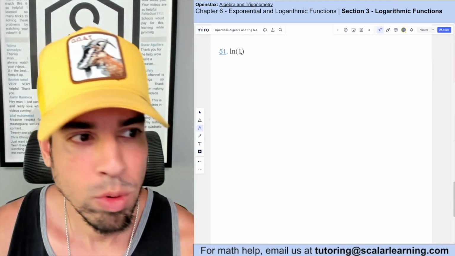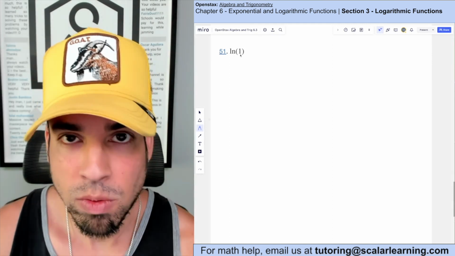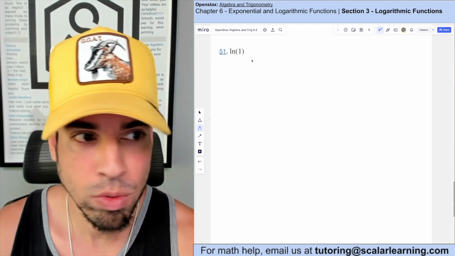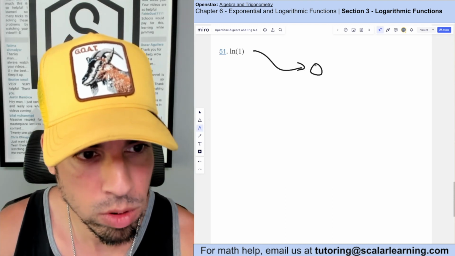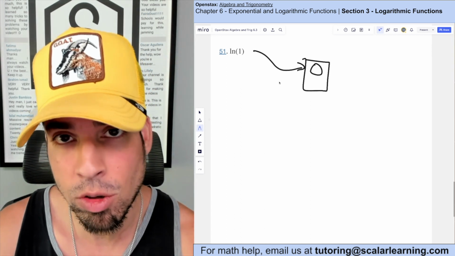Done. So for this one, we're meant to evaluate natural logarithm of 1. And the cool thing is any logarithm, it doesn't matter what the base is, any logarithm of 1 is actually going to equal 0. So that's what this equals. But I want to explain a little bit more why.